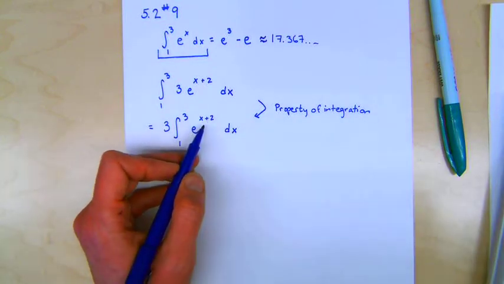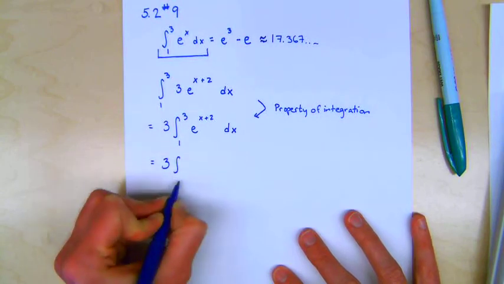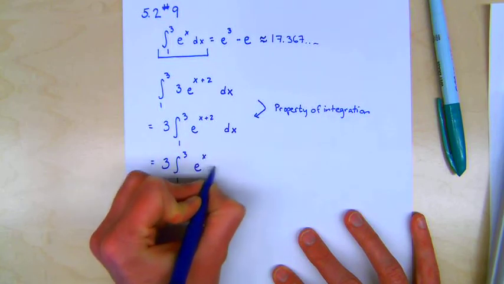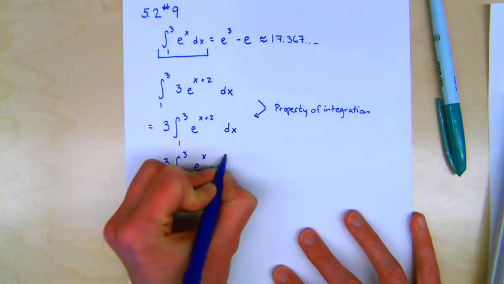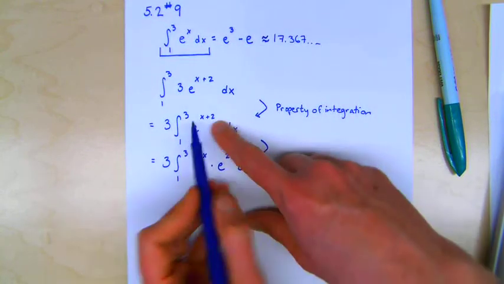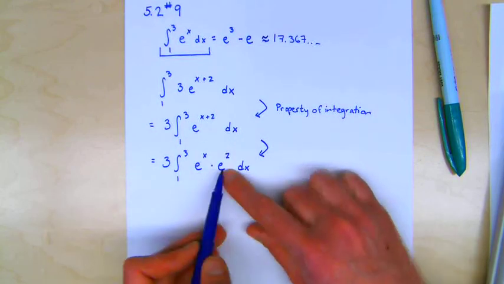And this is where we have to actually apply a rule of exponents. This is something that isn't unique to integration. This is the same thing as e to the x times e squared. And I was able to break up this exponent sum into the product. Why am I allowed to do this?